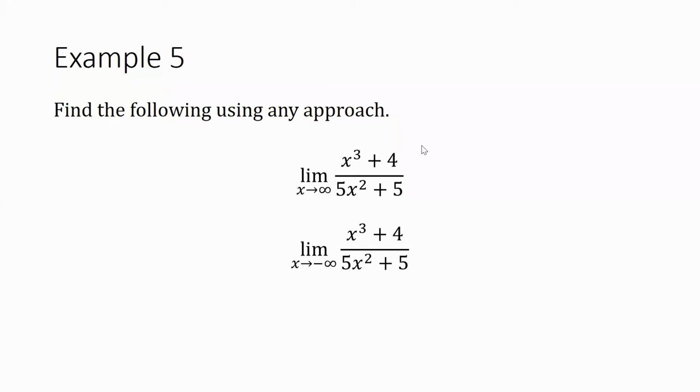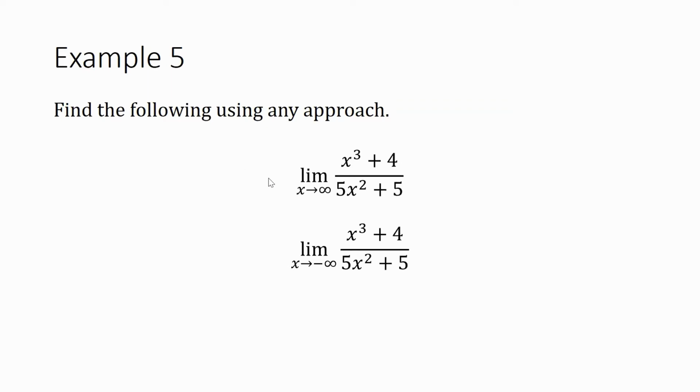I'm going to look at example 5 now. We're going to find the limit as x goes to infinity and the limit as x goes to negative infinity of this rational function. We're going to find these two limits. It's the same rational function. And once again, I'm going to use the graphical approach to try to find these. I could use a numerical approach as well. It would just take me slightly longer to explain.